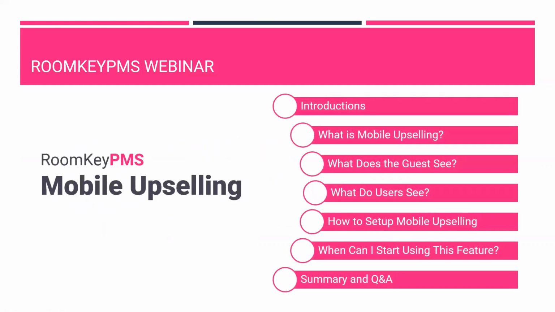So today's presentation, we'll start with some introductions, and then we'll dive right into our topic for today and define what is mobile upselling. We'll talk about what the guest sees during the upselling process and what users see in RoomKey when an upgrade is made. Then we'll talk about how to set up mobile upselling in your RoomKeyPMS database, and we'll also talk about when you can start using this feature. We'll wrap up today's presentation with a bit of a summary and a Q&A.